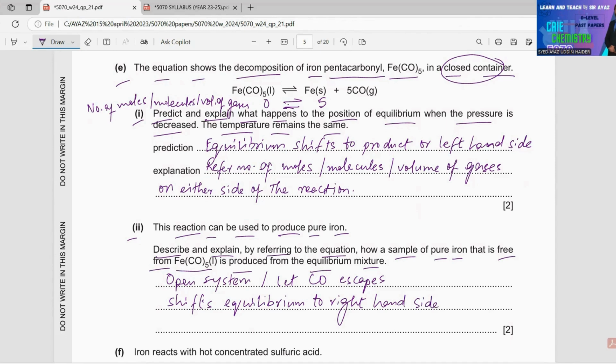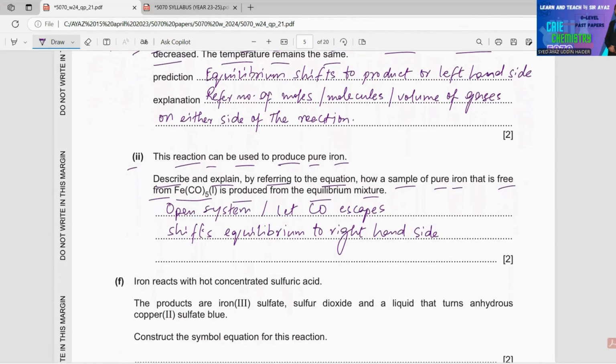You have to shift the equilibrium to the right hand side. And how are you going to do this? You will increase the amount of the reactant.